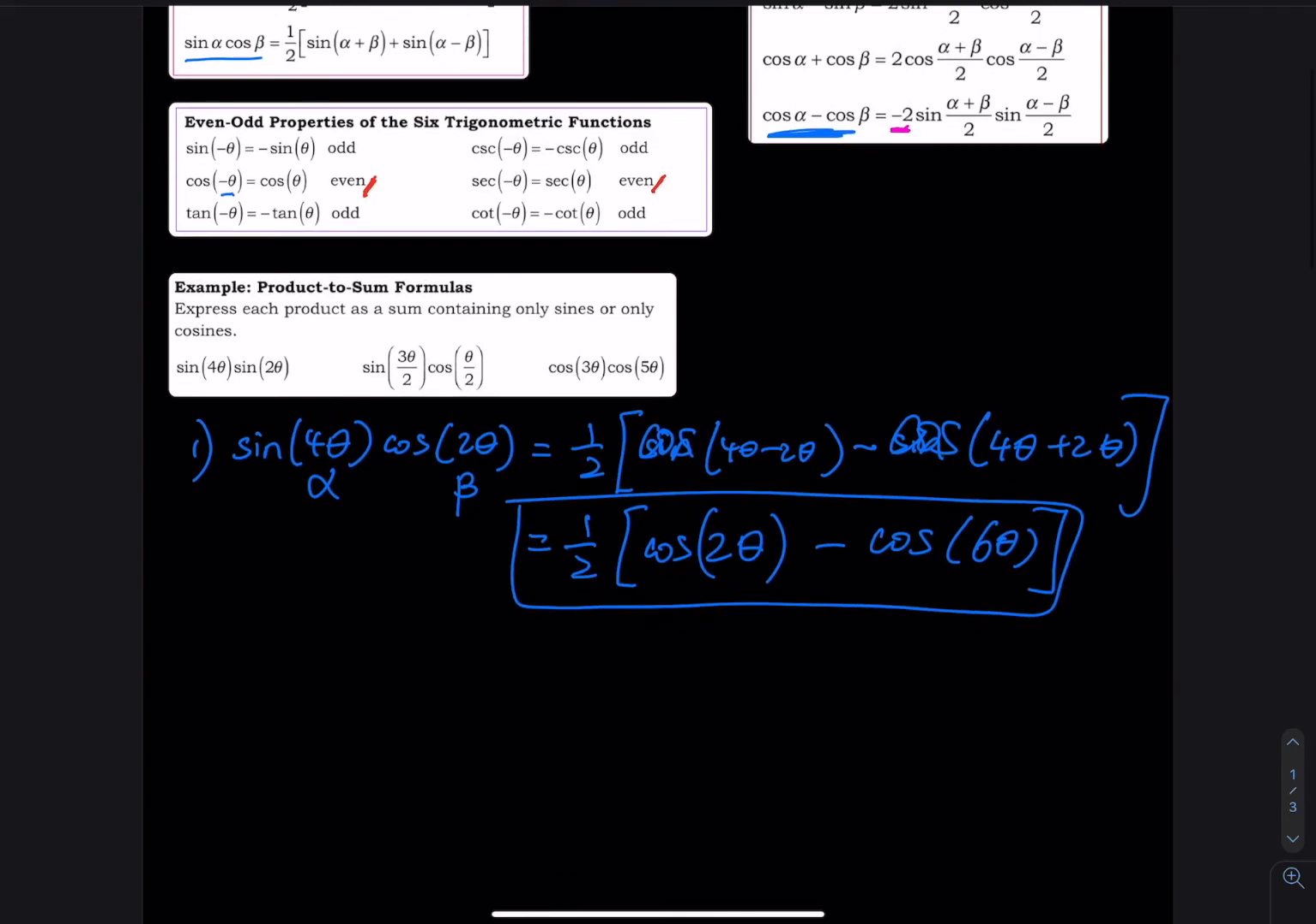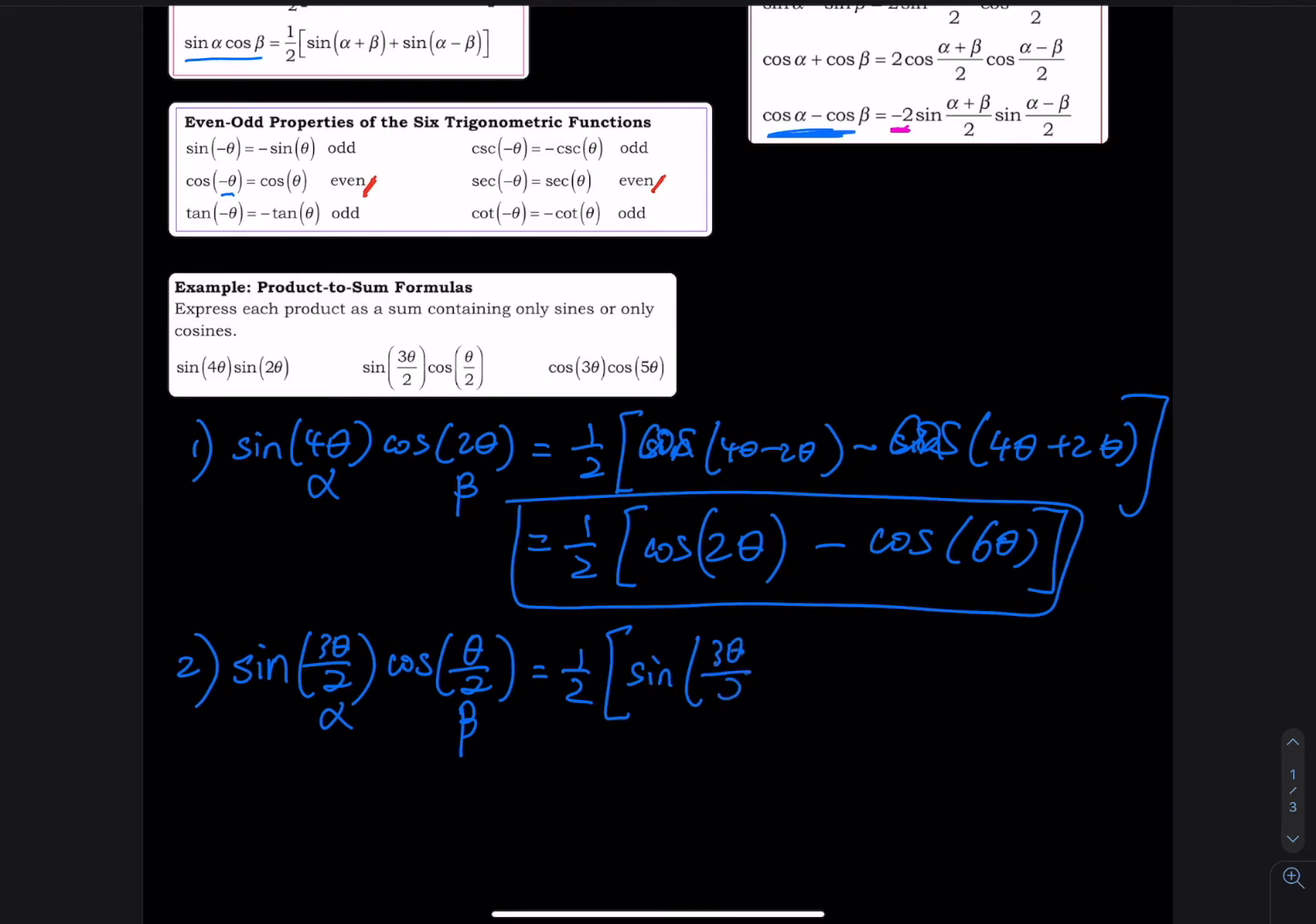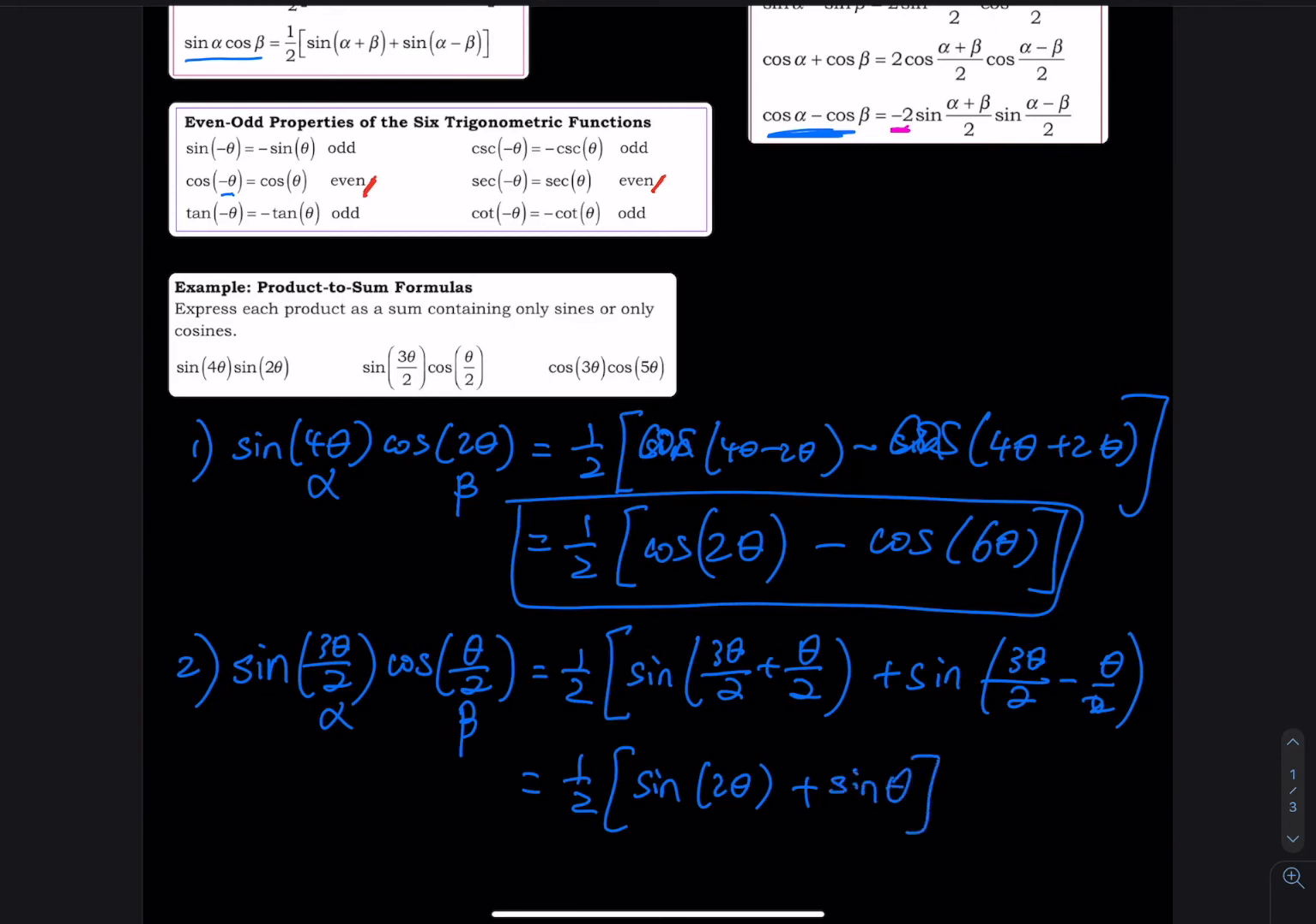And then number 2, you have sine of 3 theta divided by 2 times cosine of theta divided by 2. So that is a sine times a cosine. We have alpha, we have beta. This is equal to 1/2 times sine of 3 theta divided by 2 plus theta divided by 2, and then plus sine of 3 theta divided by 2 minus theta divided by 2. So that is equal to 1/2. You have 4 theta divided by 2 equals 2 theta, and then this one is 2 theta divided by 2 equals theta. And that's it. You don't know the angle measurement, so there is no way to evaluate the two sines.